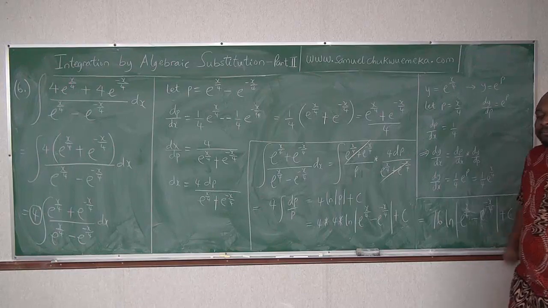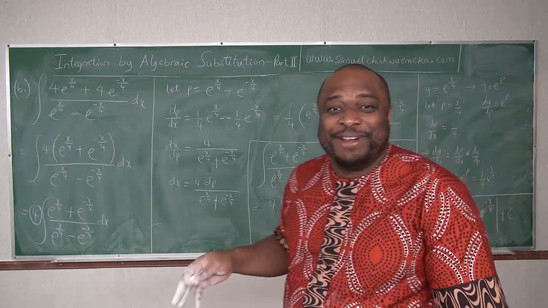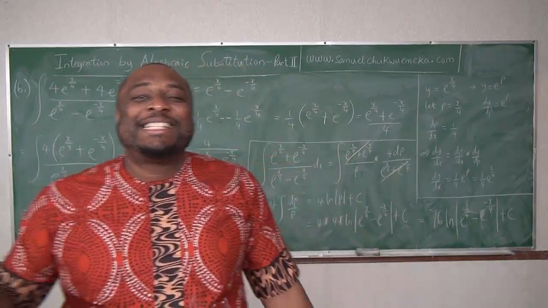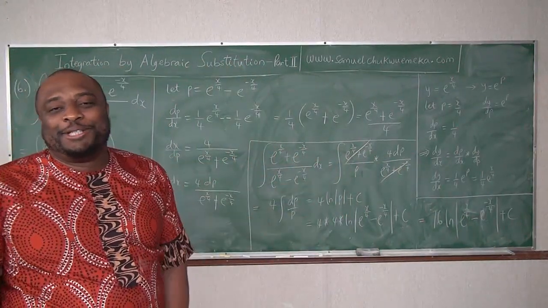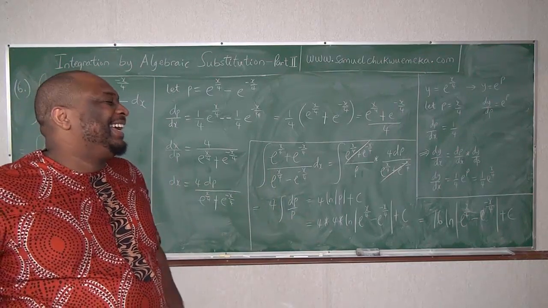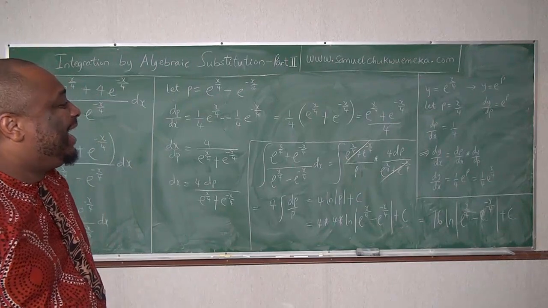This is the answer. Because when I'm saying e, some people will think it's a variable. The e is not the variable, no. The x is the variable. The e is the exponential function. Okay.